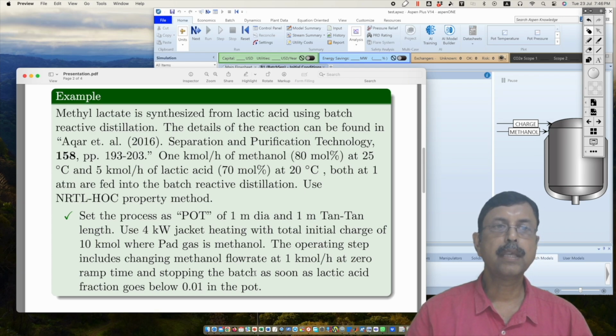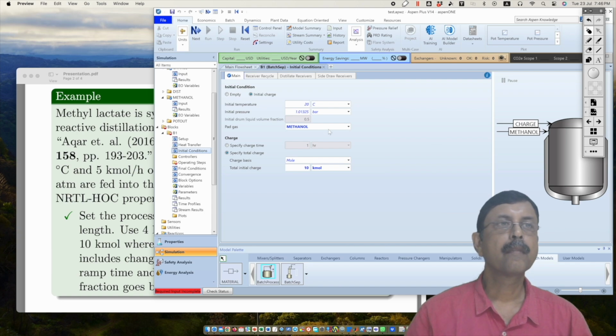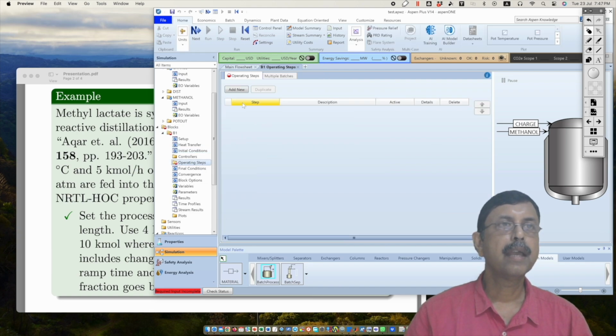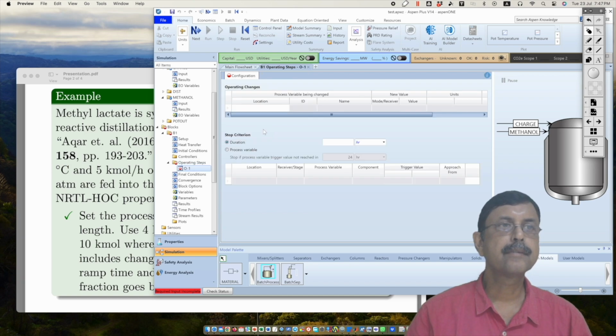Now we have to set the operating step. Now the operating step includes changing methanol flow rate at 1 kilomole per hour at 0 ramp time, and stopping the batch as soon as lactic acid fraction goes below 0.01 in the pot. So there are two things that have been mentioned over here. One is the operating step includes changing the methanol flow rate at 1 kilomole per hour at 0 ramp time. So first add the operating step.